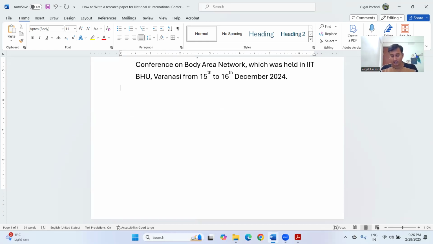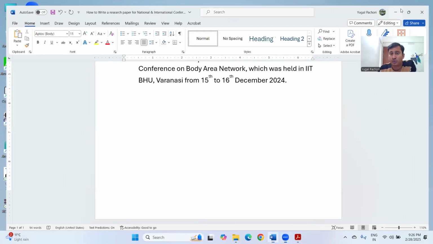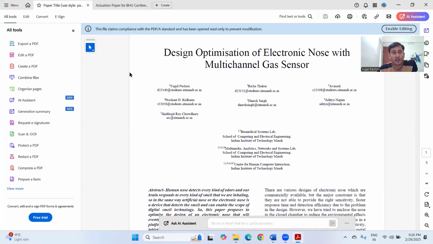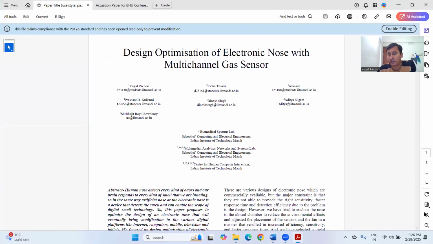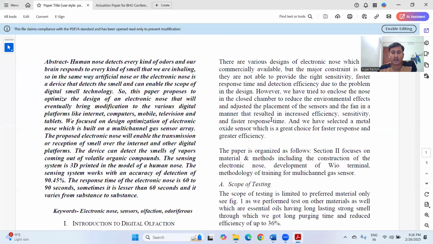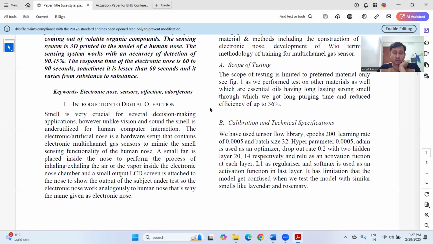Let me begin with my comments. First of all, let me show you the paper that I've written. So this was the first paper. Let me make it full screen. Design optimization of electronic nose with multi-channel gas sensor. Although the copyright has been granted to the publisher, it is a published paper, so I can talk about it.